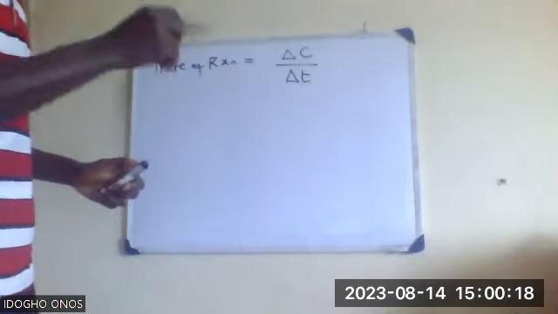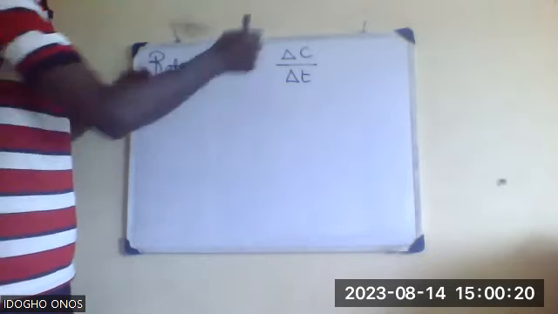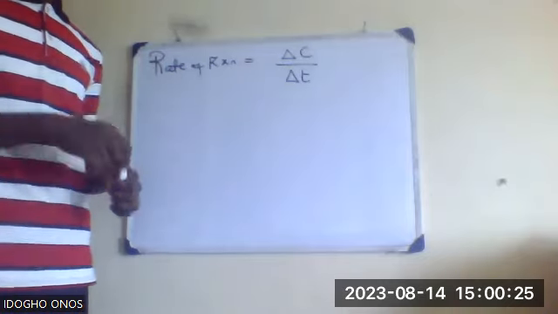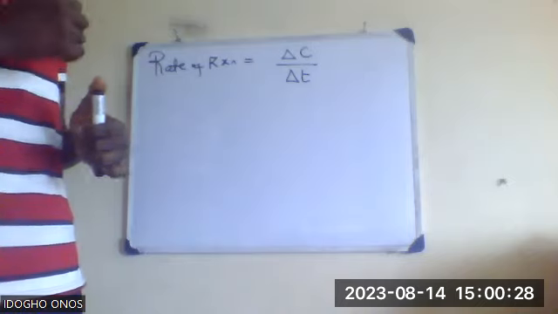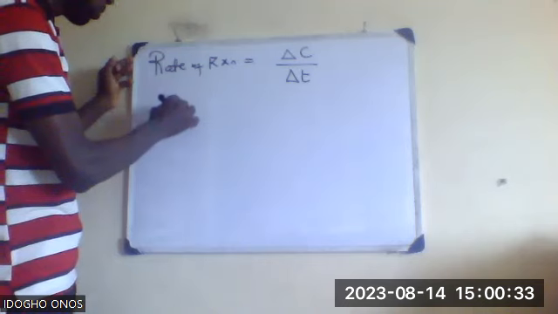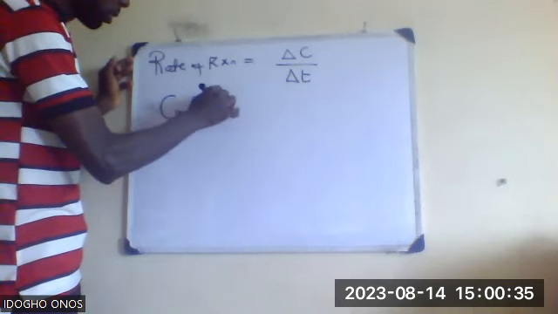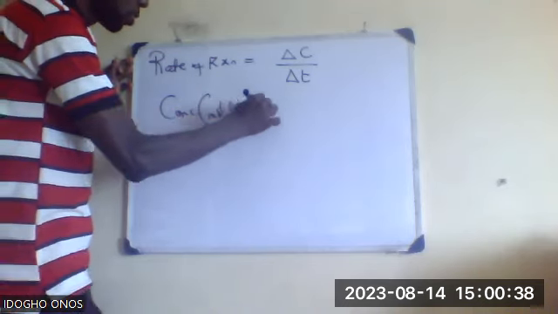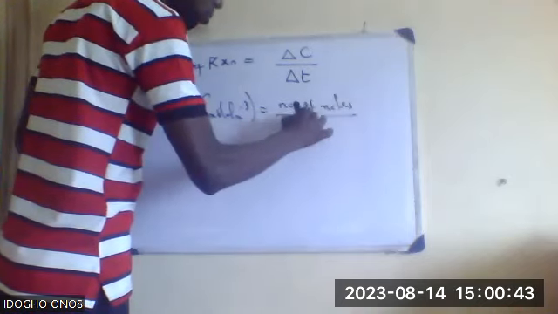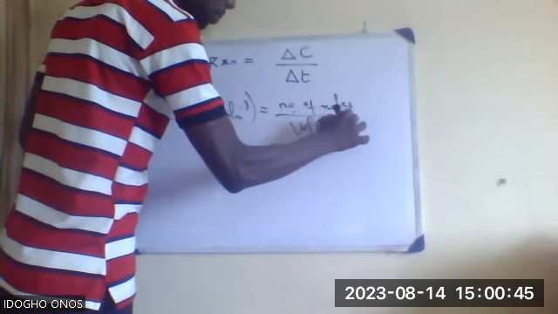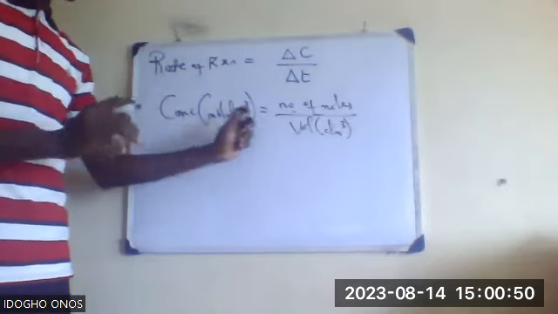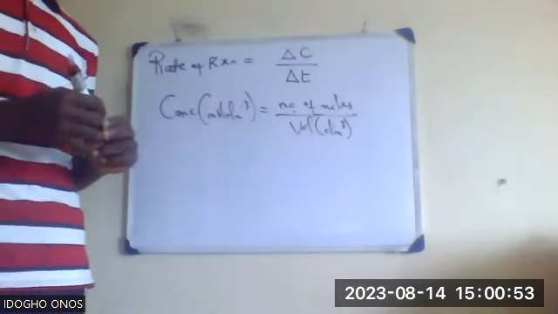So the question now is, what is the formula for calculating concentration? Because in this question, we're not given concentration, but we're given parameters that we can use to calculate concentration. So concentration in mol/dm³ is equal to number of moles all over volume in dm³. I don't think anybody has an issue with this formula.